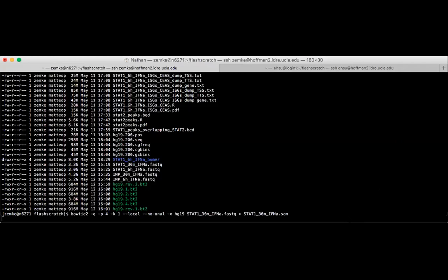Yeah, so the alignments do take a little bit of time. It might take half an hour to do all 4. So each one might take 10 minutes or so. I'm not sure why that.